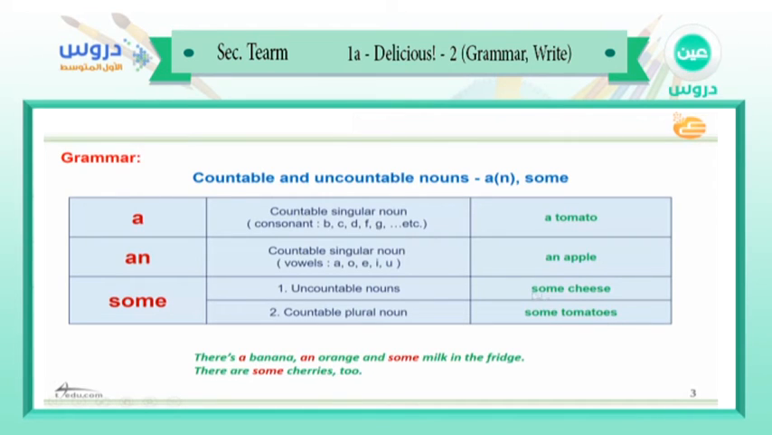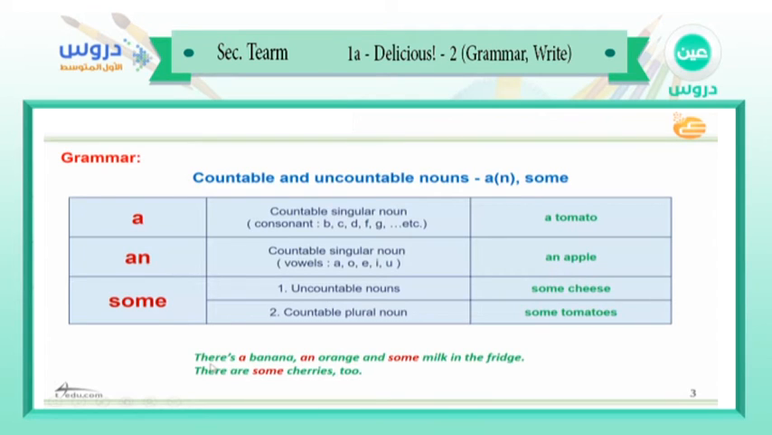Okay, we use some with uncountable nouns like cheese, milk, water, sugar, and so on. We use some with countable plural nouns. For example, tomatoes, apples, oranges: some tomatoes, some apples, some oranges, and so on. Okay? Very nice. So we have a sentence as an example here.